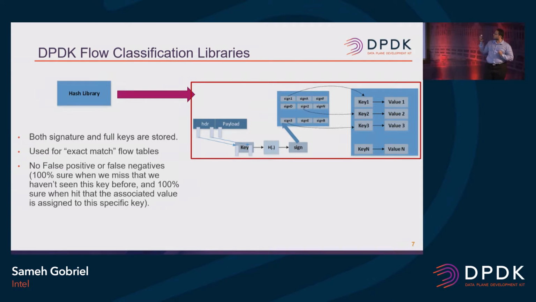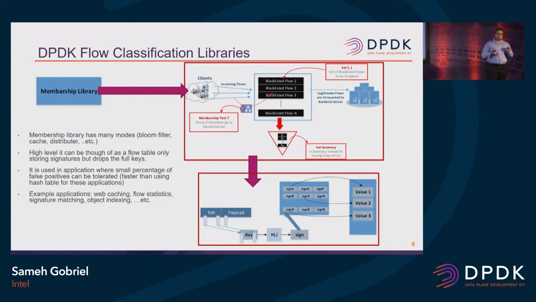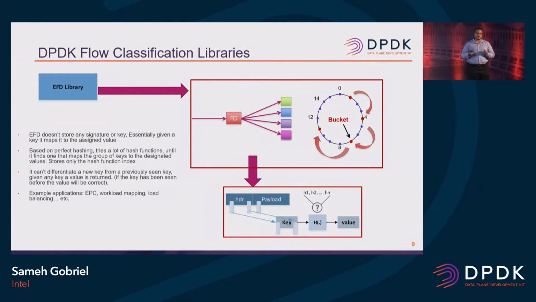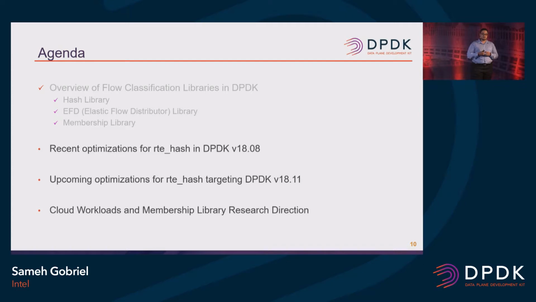Again, the main difference between the three libraries is what is stored in the flow table. One of them is storing the full key. The other one is storing just the signature. And the third one is not storing anything at all. And they differ in false positive and false negative probabilities. OK, so that's my summary of flow classification libraries in DPDK: the hash, EFD, and membership library.